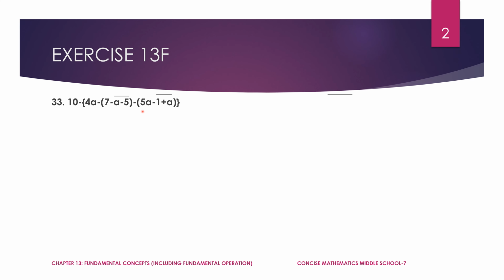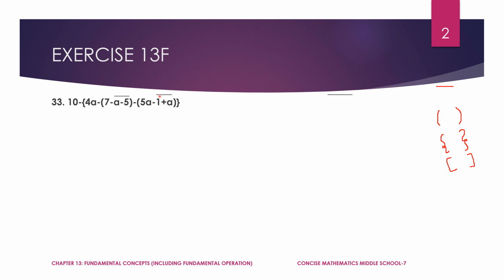10 minus... while simplifying this expression, you always need to remember that first preference should be given to small parenthesis, this kind of braces. Next preference is to flower braces and next preference is to the square braces. Before solving these three braces, you need to give importance to a bar, or you can call it a vinculum. On the top of these terms you can see a vinculum, right? So this should be solved first.